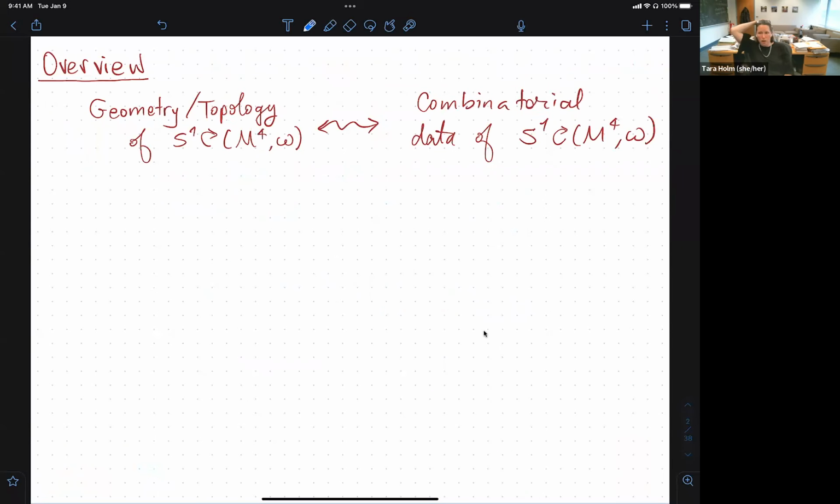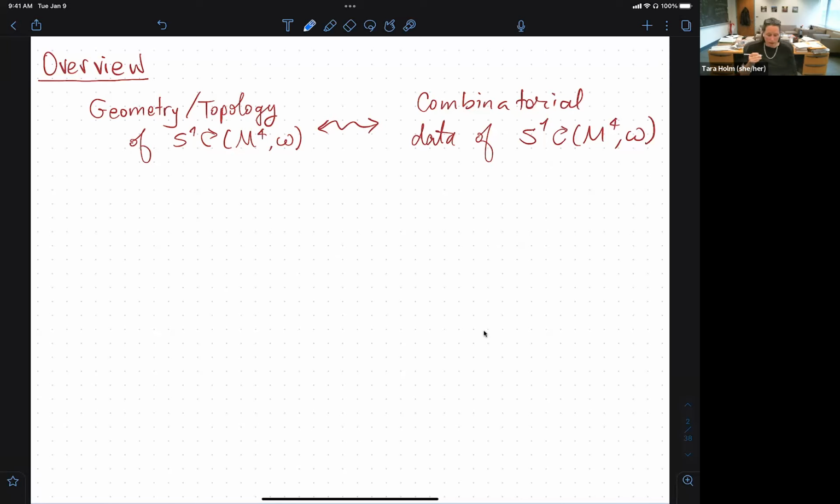The overview of the talk, and I'll give you the punchline of the talk at the beginning and then tell you a bit more about it. The overview is studying the relationship between the geometry or topology of a circle action on a four-manifold and understanding the relationship of that data to some set of combinatorial data that you would associate to a circle action on a symplectic four-manifold.